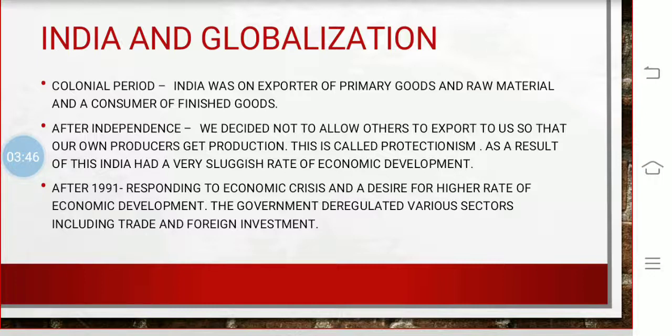You must have heard about Atmanirbharta, or self-reliance, that we will grow everything within the country itself. We will not export the raw materials. We will limit our imports. Alright, so this was the policy of protectionism that we followed, that we wanted to protect our raw materials as well as the industrial sectors. But as a result of this, India had a very sluggish rate of economic growth or development.